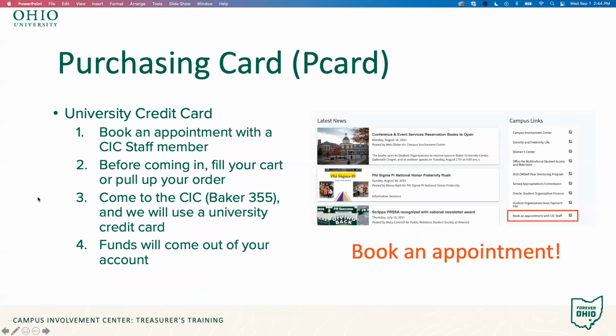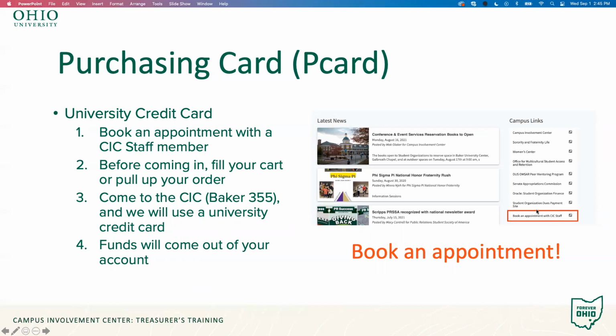To get a purchasing card, this is essentially a university credit card. In the CIC, we can use an Ohio University credit card to buy whatever you're looking to buy, whether you're making a Kroger order in advance or purchasing from Amazon. We can use our university card and later route money out of your student org account to cover that expense. To do this, you're going to book an appointment with a CIC staff member.